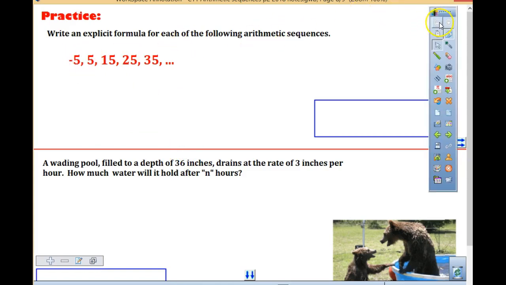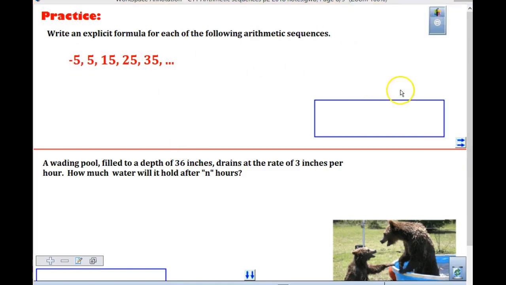Write an explicit formula. Keep in mind, the first thing you need to know is the common difference, or your slope. So what's happening each time? Our common difference, slope, is 10. Think about the ordered pairs. You could use (1, -5). You could use (2, 5). You could use (3, 15). There are many answers for this one.